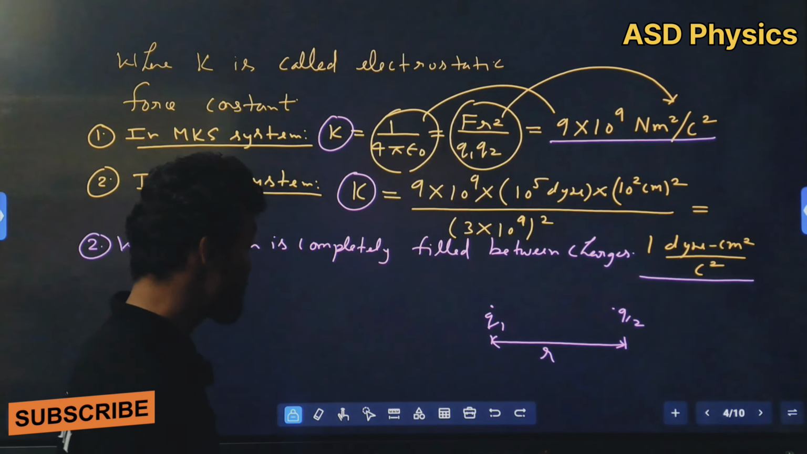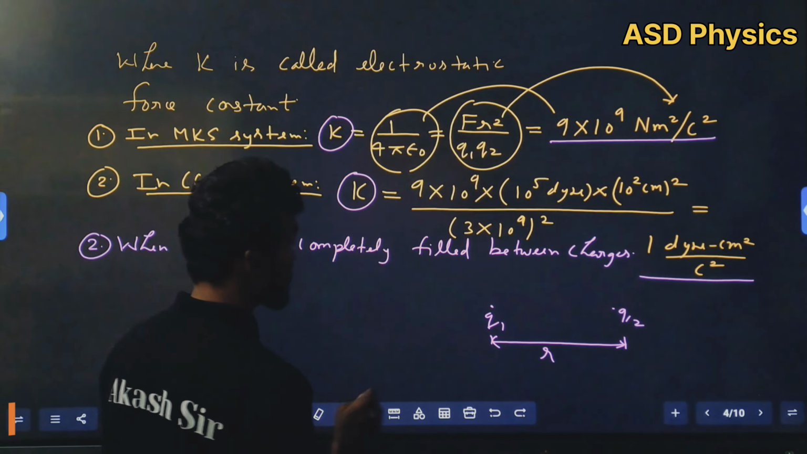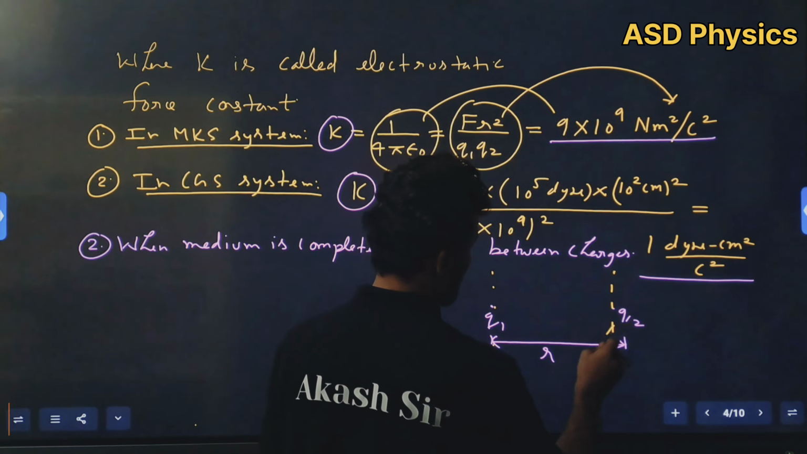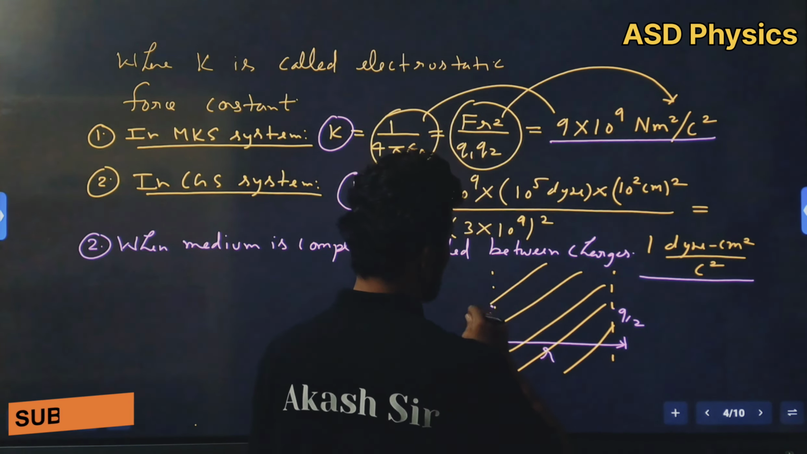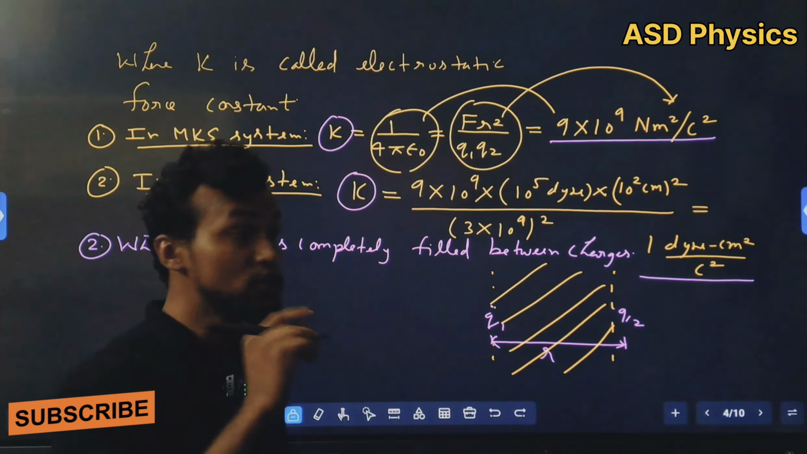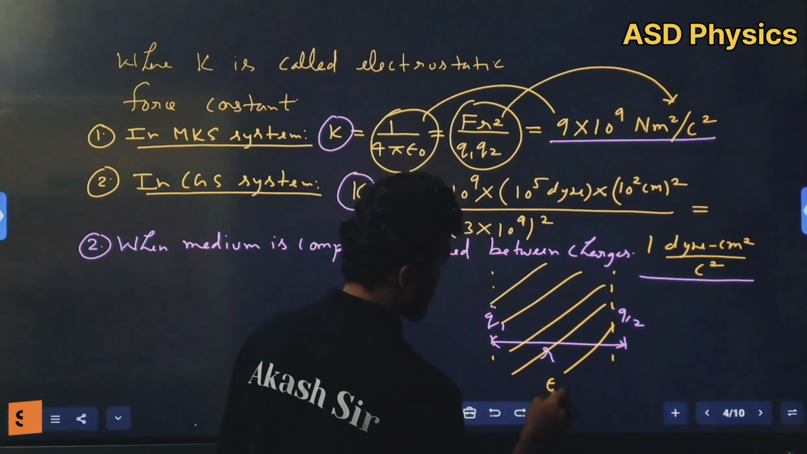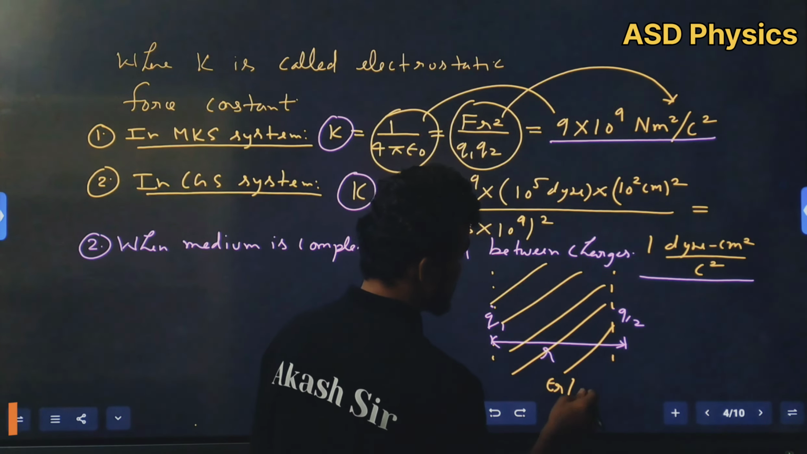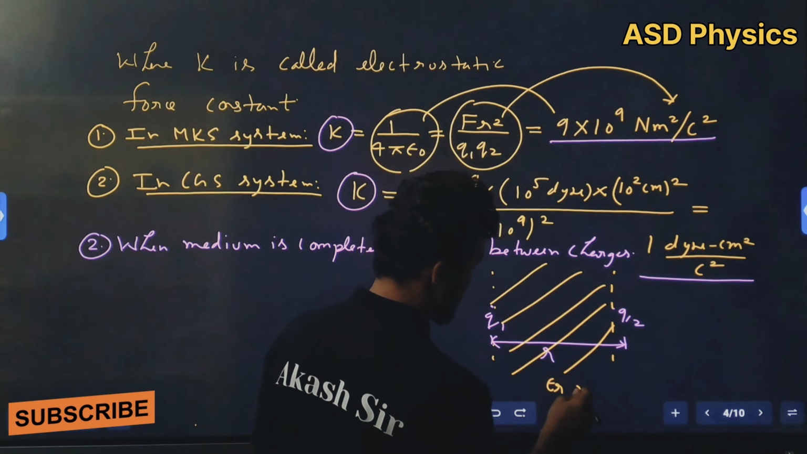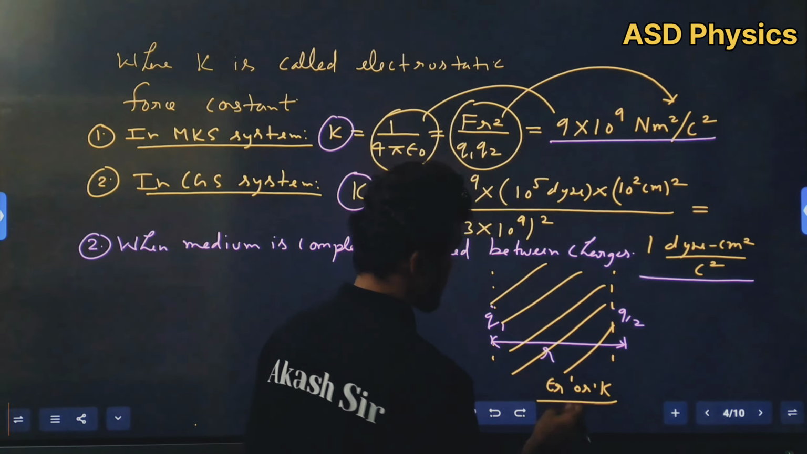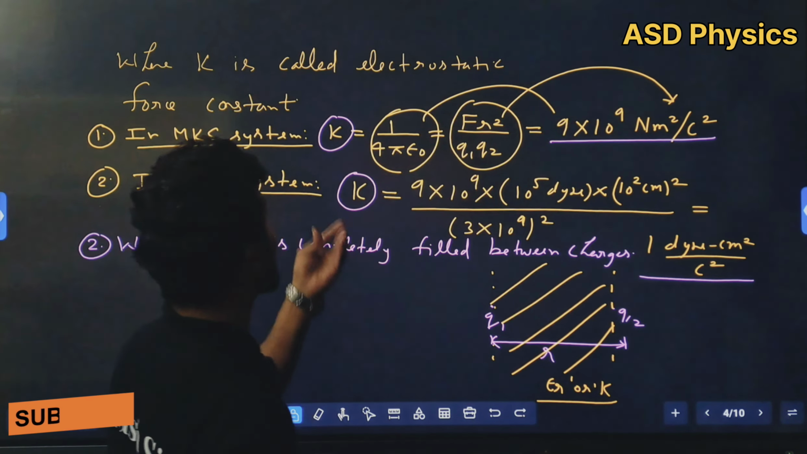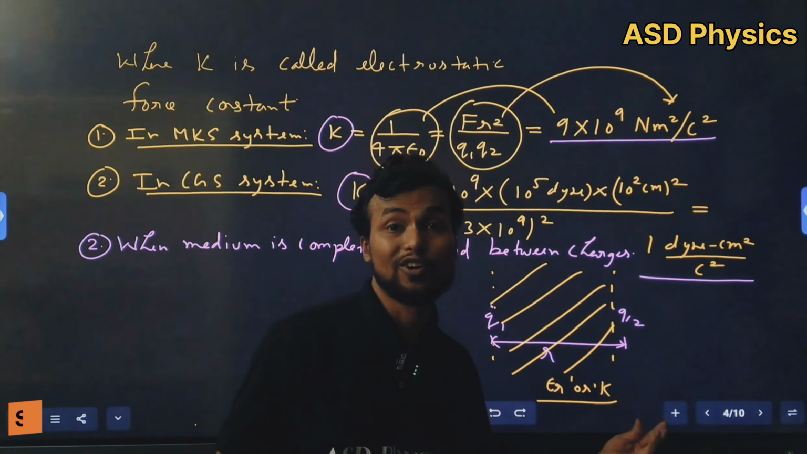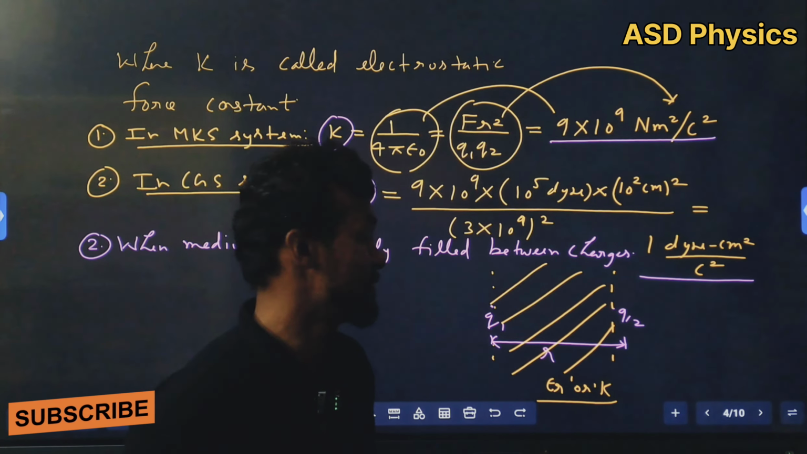But here the medium is there, so let me write the medium here. The medium is present everywhere, okay? And this medium has the relative permittivity epsilon r, or what we also call the dielectric constant K. Please make sure that this K is different from the earlier K. That K is the proportionality constant, but this K is the dielectric constant. Please remember that very well.